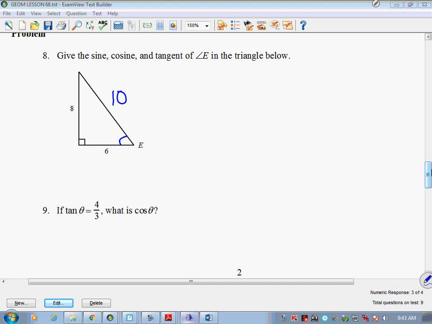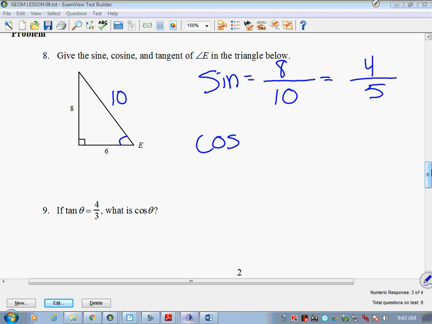All right. Sine. Class, what is sine? Opposite over hypotenuse. What is opposite to angle E? 8. What is hypotenuse? 10. Can I reduce this? What is it? 4/5. Okay, 4/5. We always want to reduce our ratios.